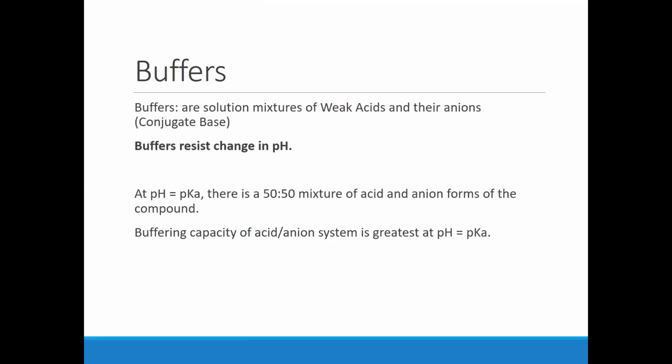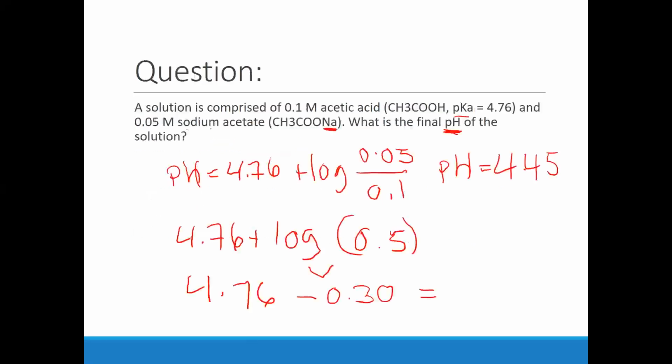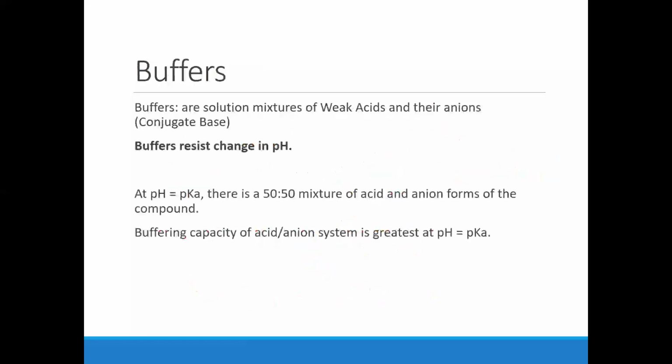Now let's talk about the idea of a buffer. Buffers are just a solution that mixes a weak acid and its conjugate base together. In fact, in this last example, testing out the Henderson-Hasselbalch equation, this was a buffer. We had a weak acid, acetic acid, and we had its conjugate base, sodium acetate, or the acetate ion. That is a buffer. We mix the two together. Buffers are very resistant to changes in pH.